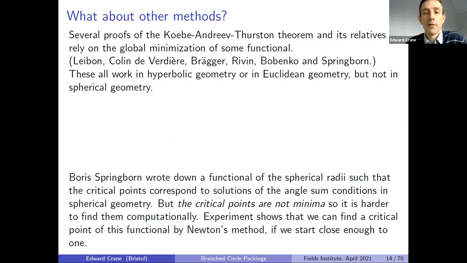But you can evaluate the derivative of this functional, the grad of this functional, at any point. And you can also evaluate the Hessian. And if you know the grad and the Hessian, then you can run Newton's method to solve the problem of making all the derivatives zero simultaneously. In other words, to find a critical point. And I've succeeded in doing this numerically. If you start close enough to a solution, then you can actually use this method.